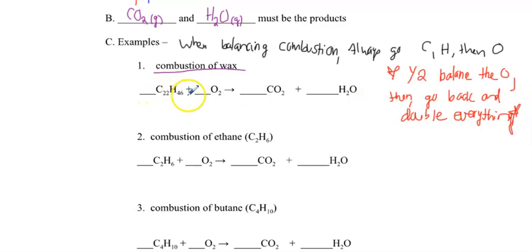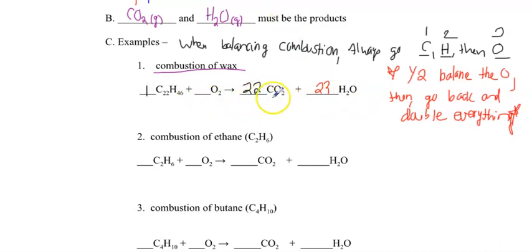So C22H46, is this balanced? On the left, 22 carbon. On the right, 1. Is it balanced? No. And my hint is always go C, H, then O, so go 1, 2, 3. Carbon first, I've got 22 carbon. Well, let's get 22 carbon. Good, now carbon's balanced. Hydrogen, we got 46. Over here I've got 2, so I need 23. Now I've got 46. And let's count my oxygen up.